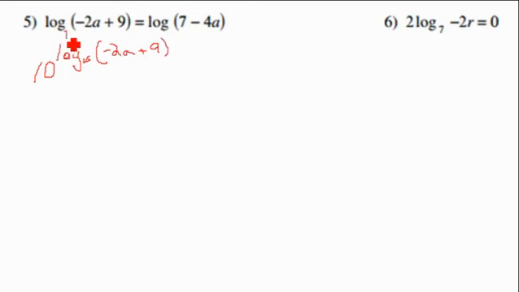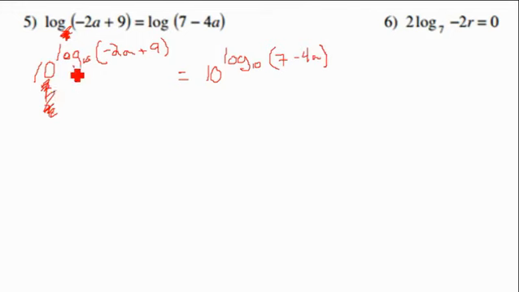Sometimes you'll see a base number there. That's what your base is of your exponent. So for example, if I had log base 7 here, this number would be 7. But it's not. It's just log base 10 raised to log base 10. You're doing that to both sides of the equation, remember. So 10 to the log base 10 of 7 minus 4a.